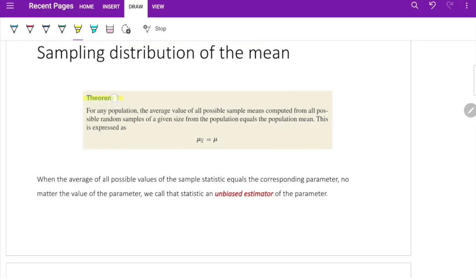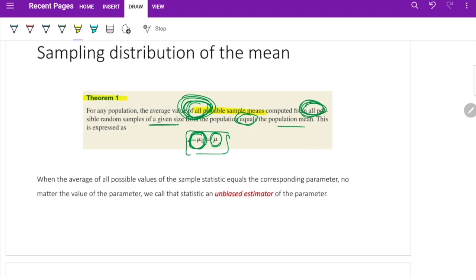And this is theorem 1 that I told you about. For any population, the average value of all possible sample means, computed from all possible random samples, the word all is the key word, of a given size from the population equals the population mean. That's exactly what we said. Do you remember when I said the average of the averages? This is the average of the averages. This is the average of the sampling distribution. And mu is the population mean, okay?